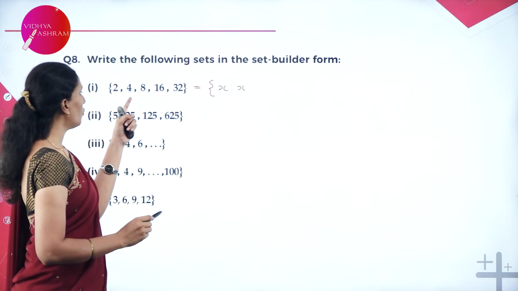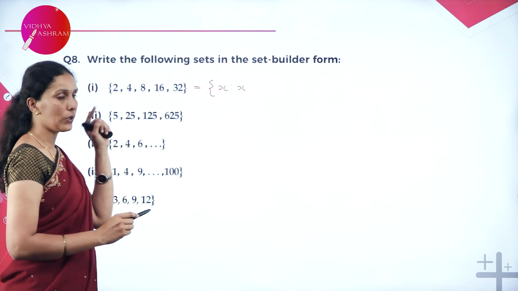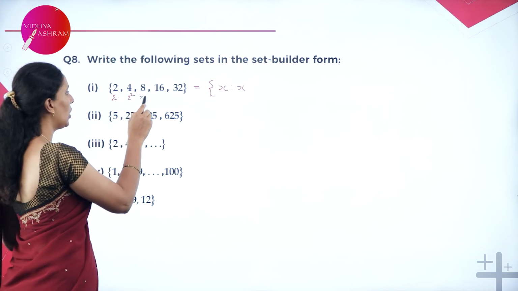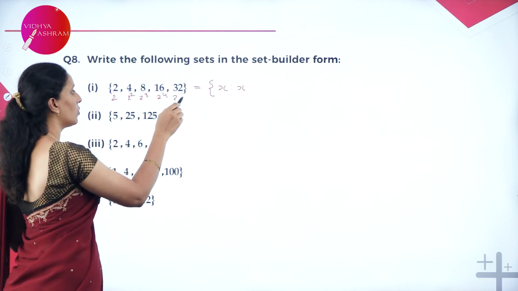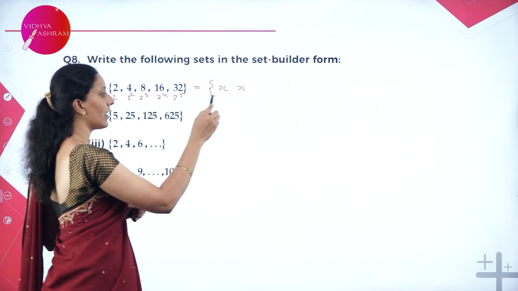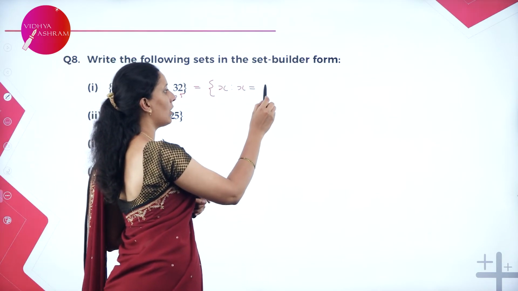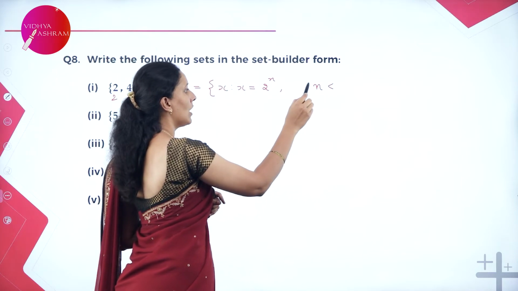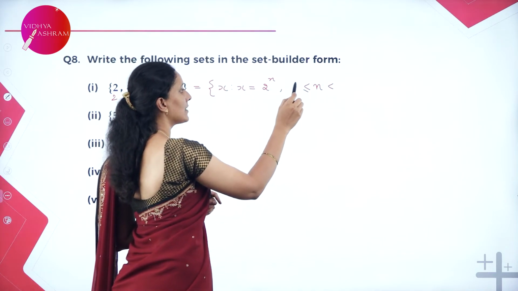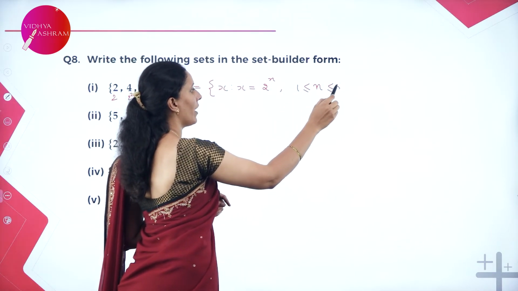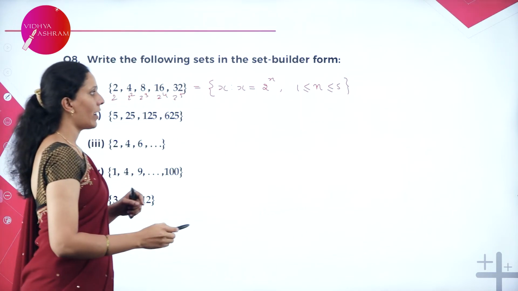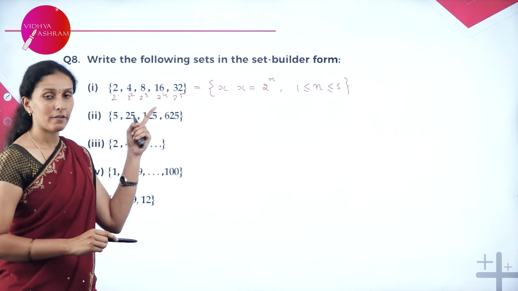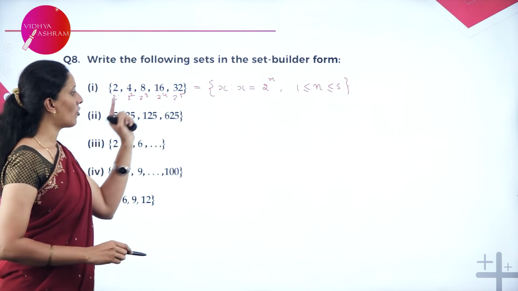So we have here 2, 4, 8, 16, 32. Clearly this is 2, and 2 square, 2 cube, 2 power 4, 2 power 5. So we can clearly write here x is equal to 2 to the power n, where n value lies exactly from 1 to 5. So 1 to 5 means 2 power 1, 2 power 2, 2 power 3, 2 power 4, 2 power 5 will give the elements of this set.